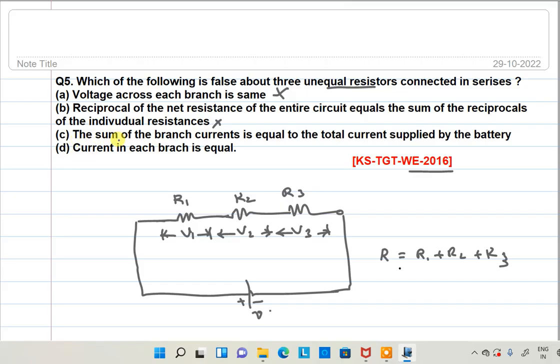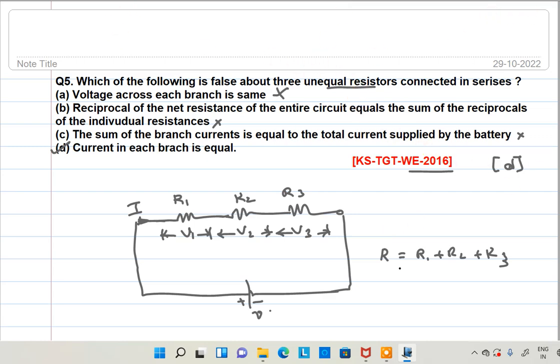Next, the third one: the sum of the individual branch currents is equal to the total current supplied by the battery. No, the current is the same here. So all branch currents are the same. See here, the current in each branch is equal. Yes, this option is correct. So finally, which one is correct? Option D is the correct option. The current in all branches is the same in a series circuit.